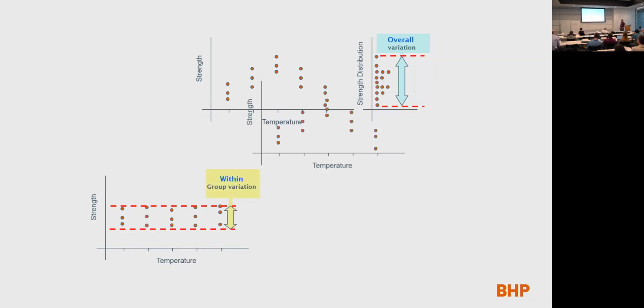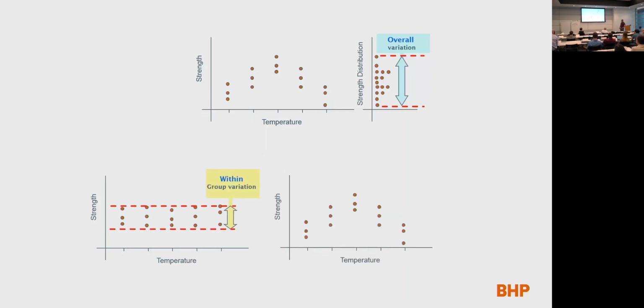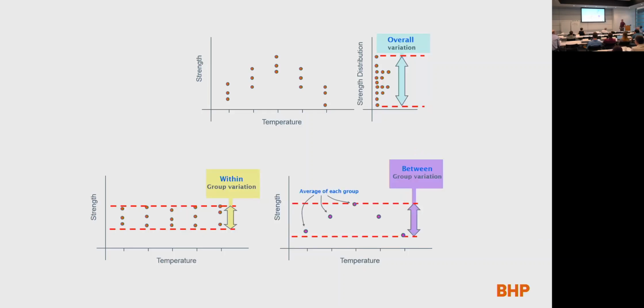I can take that distribution one more time, and I could get the average of each group. That's the pink dot there. And now I could look at the width of that variability there, and that's the between group variation. Does this seem familiar? Didn't it? This is almost the same thing I gave you a little bit ago, isn't it?